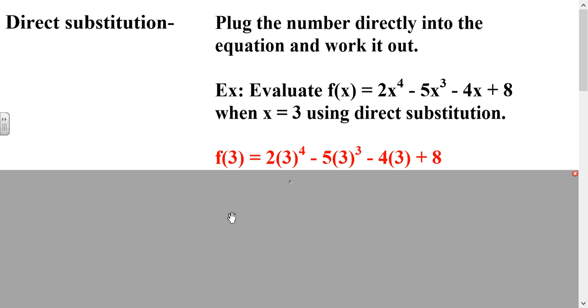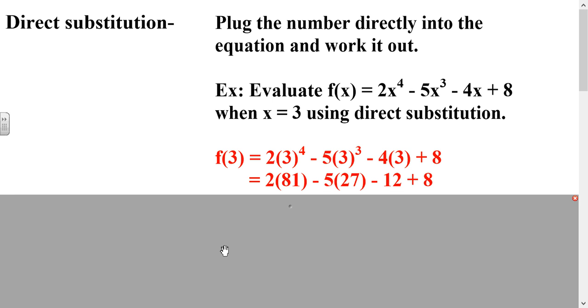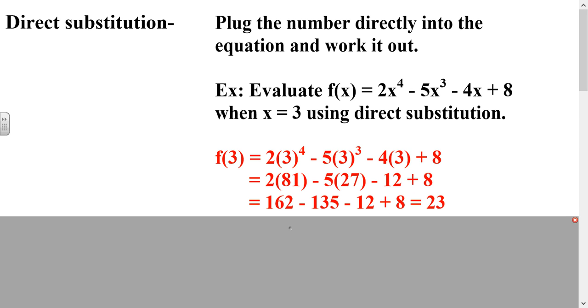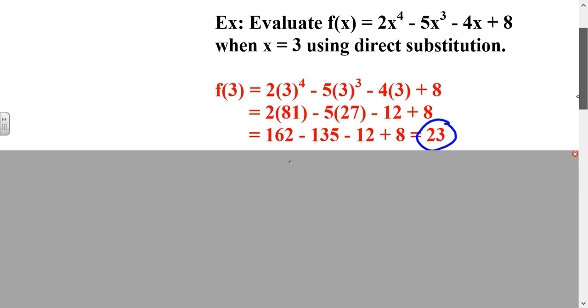So 3 to the fourth power would be 81. 3 to the third power would be 27. And then 4 times 3 is 12. So then if we work those out, 2 times 81 is 162. 5 times 27 is 135. Then we have 12 and 8, and we bring them all down. And when we add and subtract straight across, you should get 23 as the answer. So that's pretty easy.